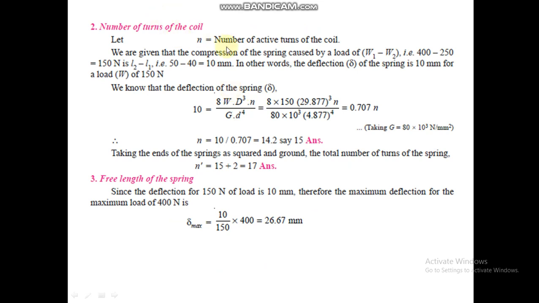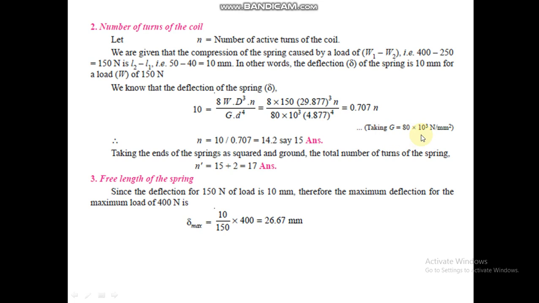Number of turns of the coil. You will calculate the number of turns N by implementing the formula for deflection. You can see that the deflection will be 50 minus 40, that is 10, and the load will be 400 minus 250, that is 150. So apply the formula for deflection and you will calculate the number of turns, because the rest of the things are given in the question.